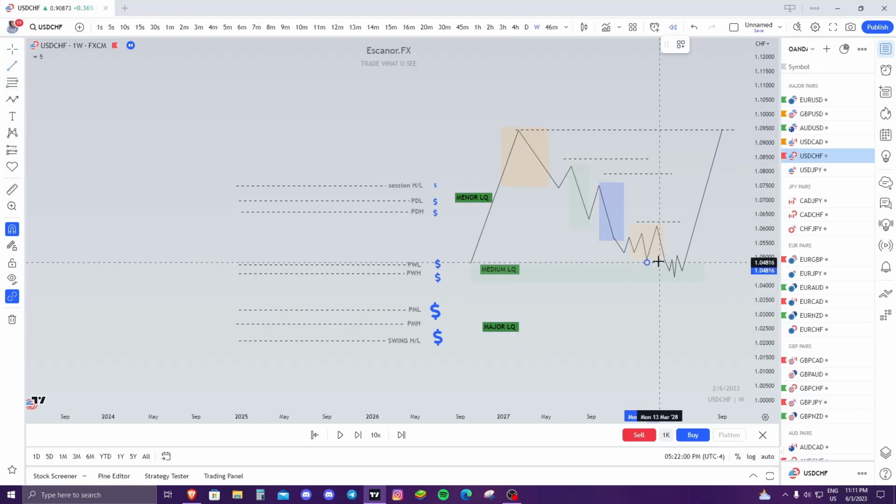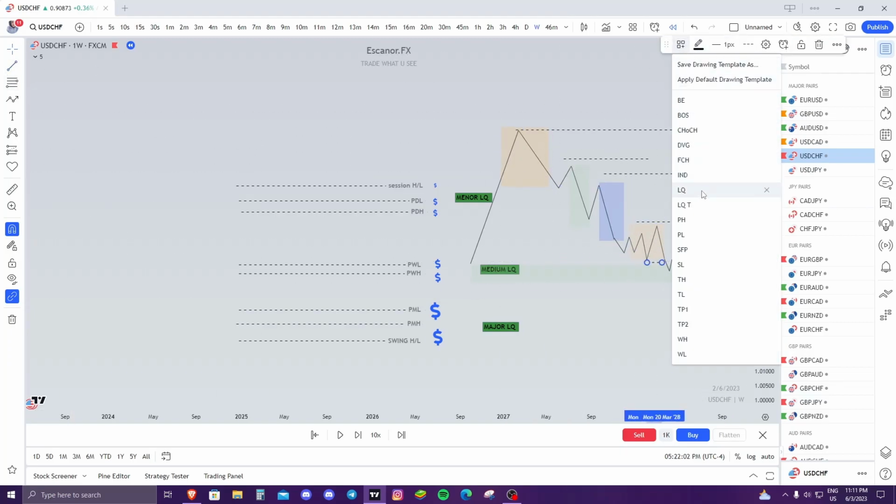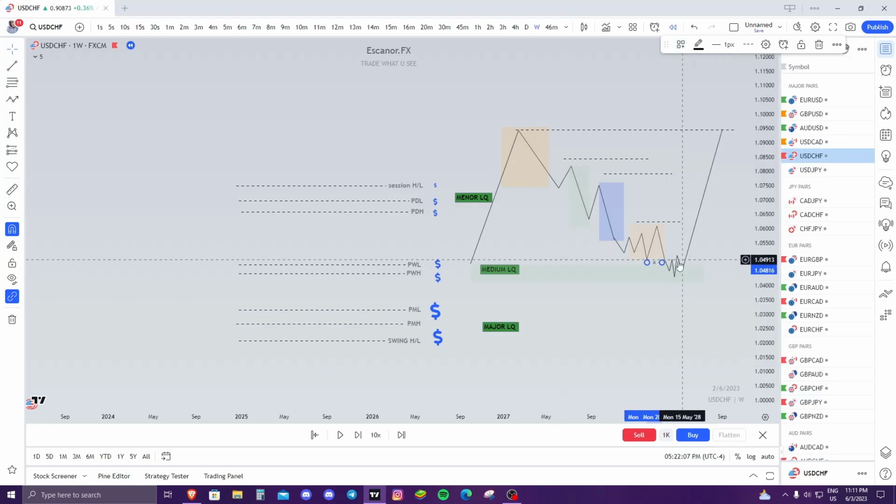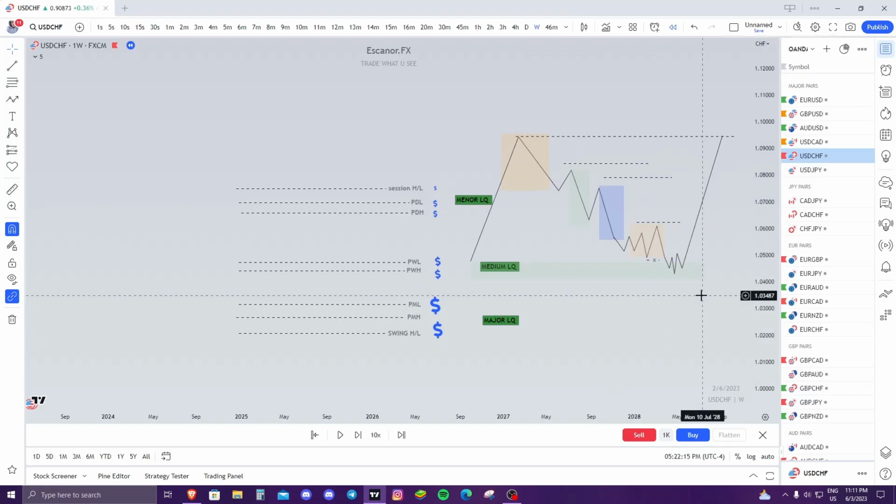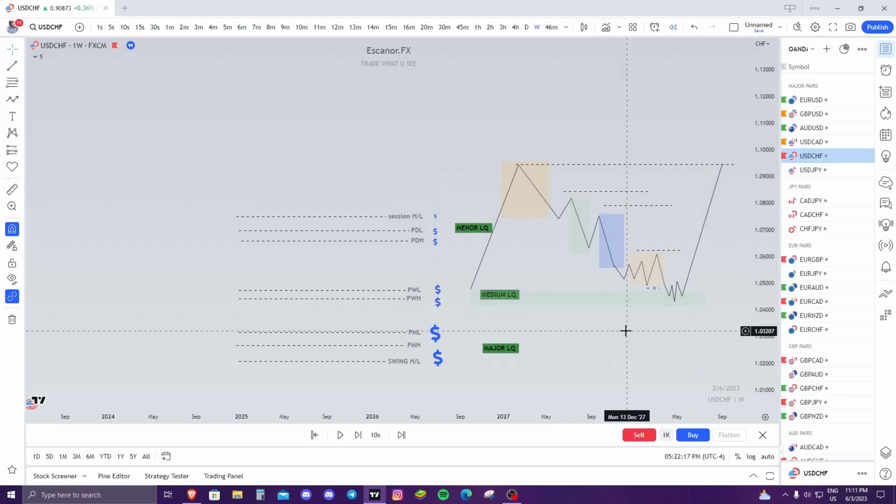After the sweep of this liquidity here below the Asian session, then we have the fuel to push to take the rest of the liquidity above here. Okay, so this is an example for the previous day highs and lows, previous week highs and lows, the previous month highs and lows, and the swing highs liquidity.